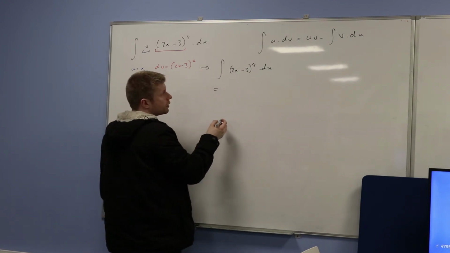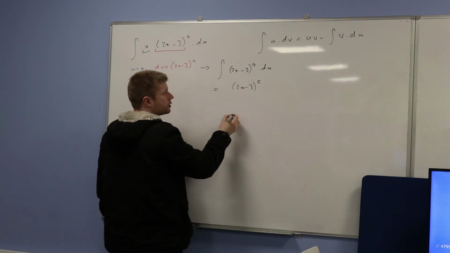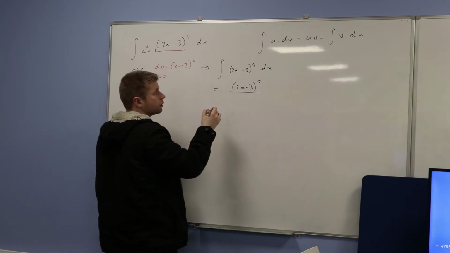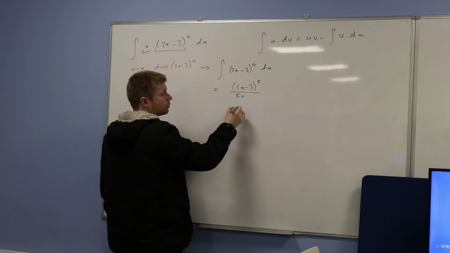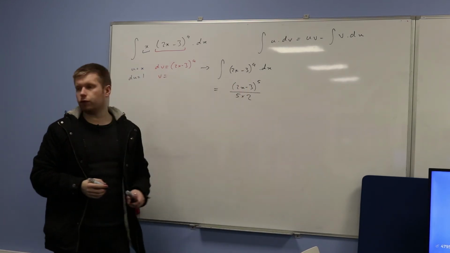So 2x minus 3 to the power of 5, divided by 5. And also the 2 multiplied by 2. So you need to divide by the 2 as well. You need to divide by the derivative of what's in there.